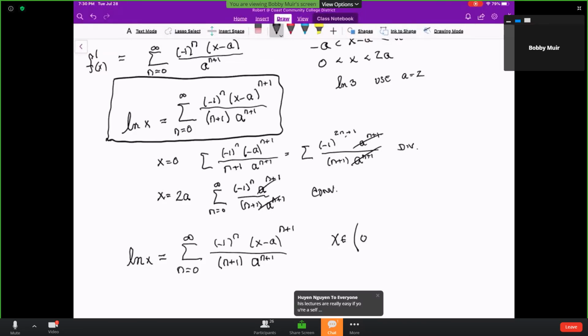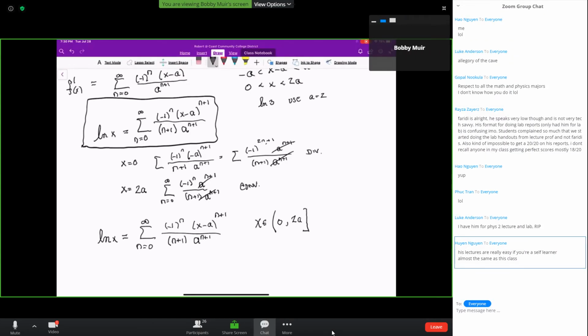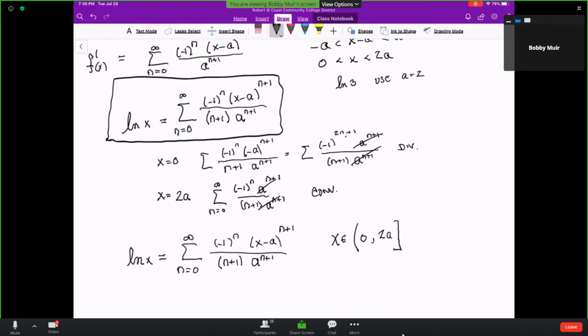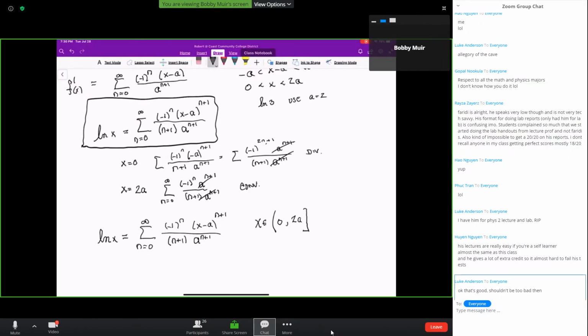Okay. Now, what we're going to start learning here, maybe tomorrow, is that the further away you get from the center, generally the longer it takes for your series to converge to whatever it is you're trying to compute. So you generally want to stay in the middle somewhere.